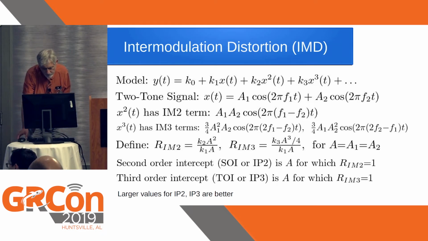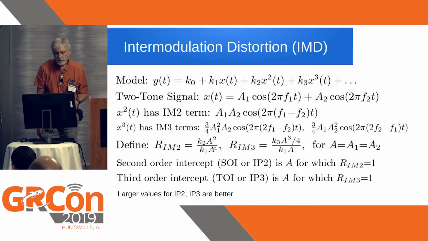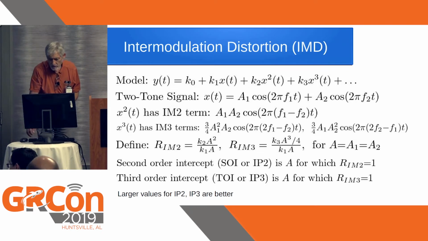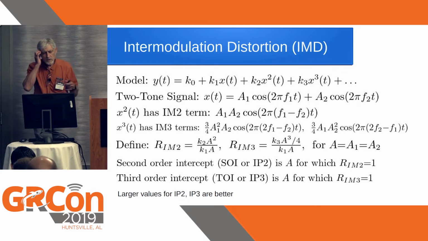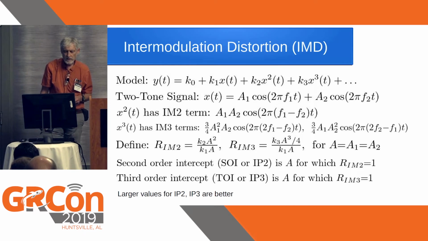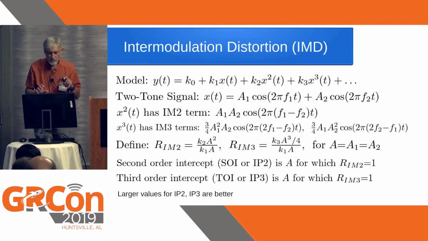And then to measure this whole thing, you may have seen that in specifications, the IP2 and IP3 measurements, you basically try to figure out what those coefficients K2 and K3 are. And the way you do that is you look at those additional frequency components that are being generated, and you relate them to what your actual frequency is of the transmitted signal. Okay, so more details are in the paper that goes along with that. In general, larger values for IP2 and IP3 are better.